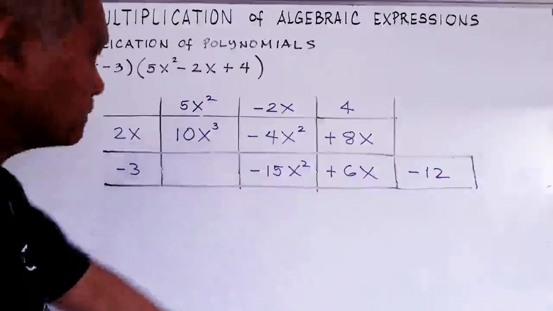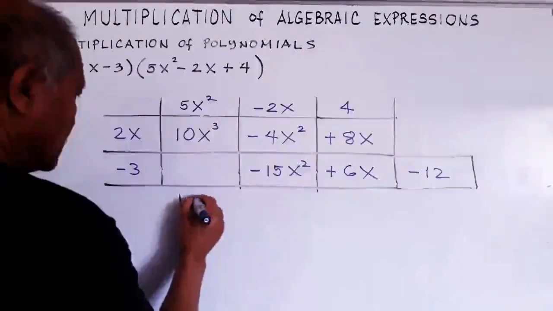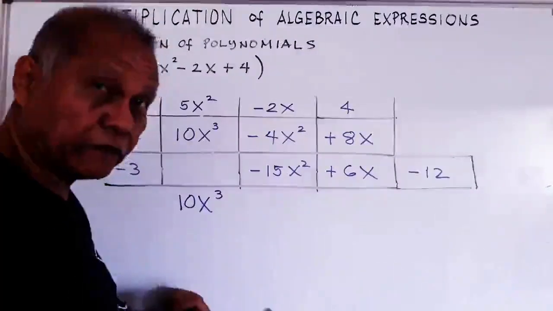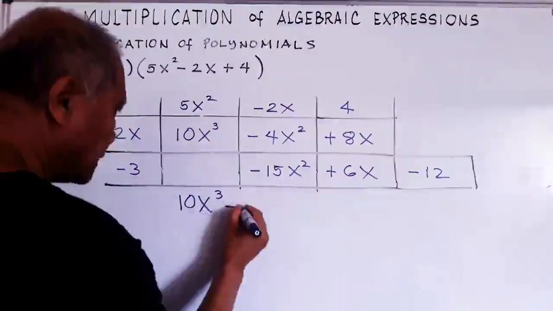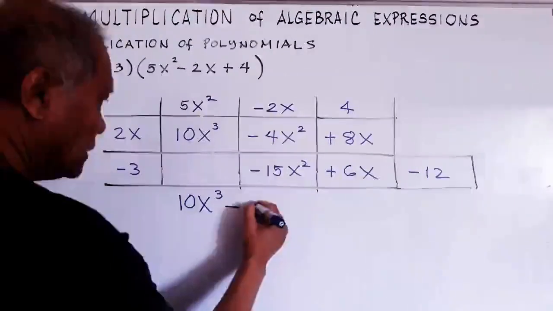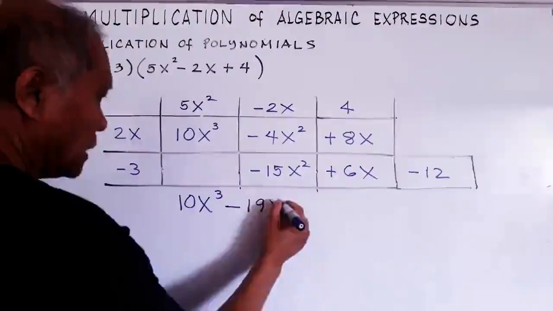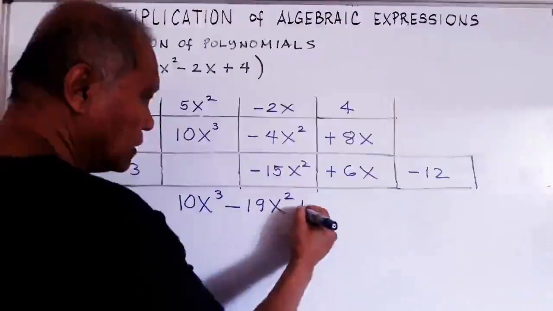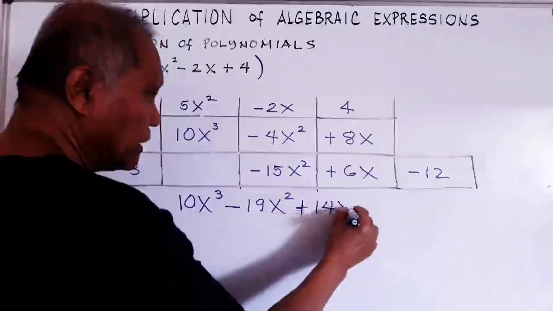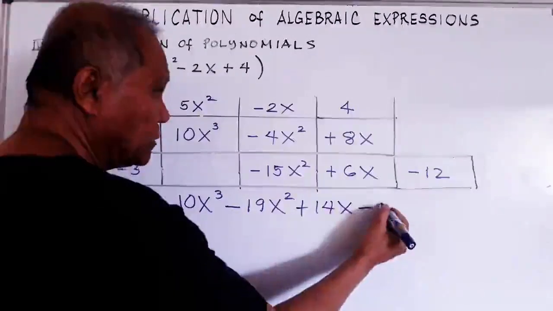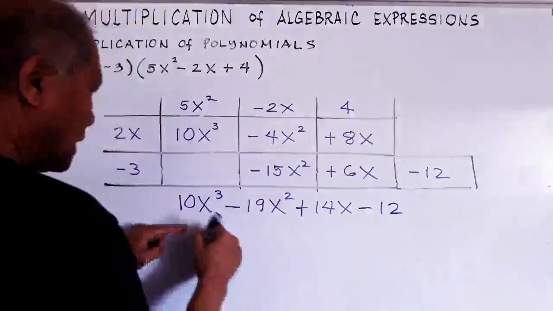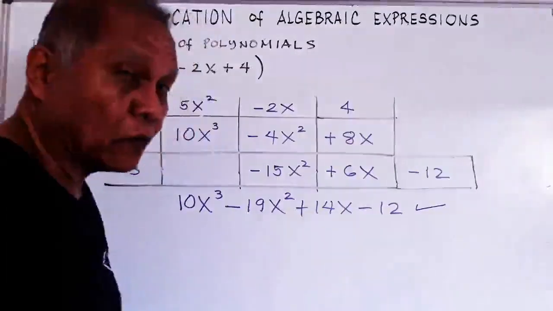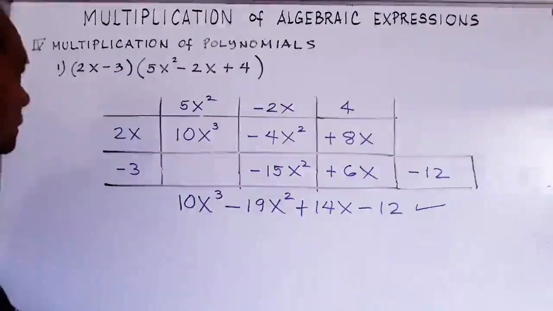Then we add them. So this one is 10x cubed. A negative and a negative, we add. So we have a negative 4 plus 15 is 19x squared. And then the 8x and 6x is positive 14x. And we have the minus 12. Like terms? No. 3, 2, 1. And this is our final answer.